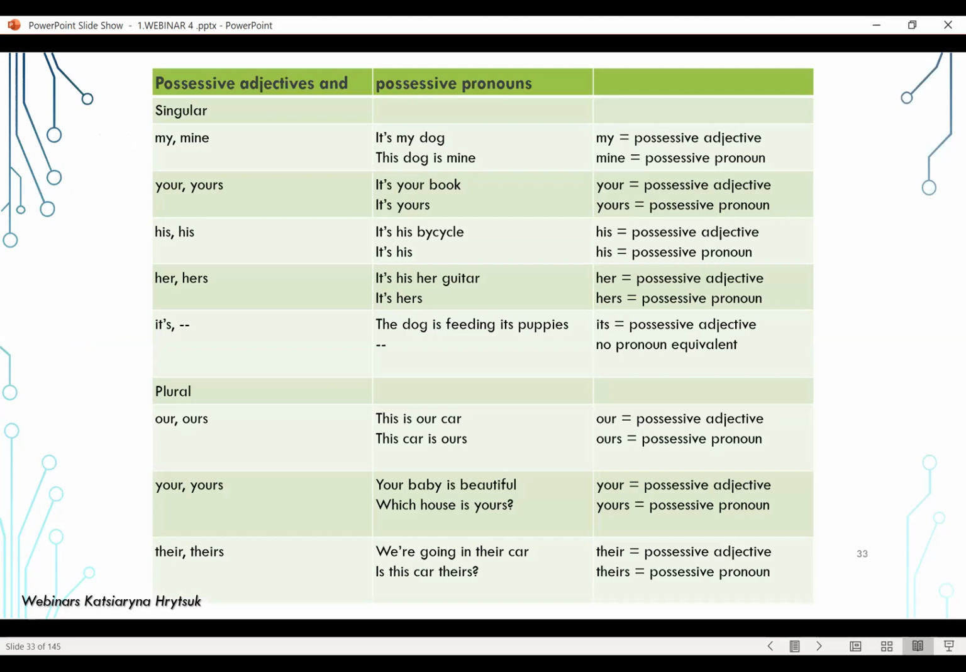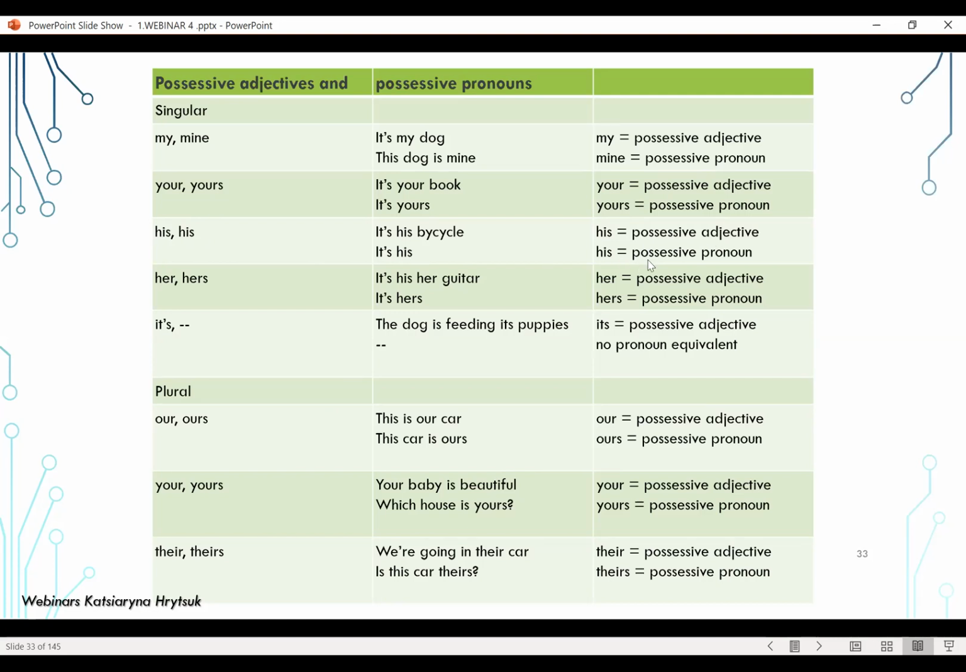So, and now the summary. Possessive adjectives and possessive pronouns. My, mine. It's my dog. My, it's a possessive adjective. Mine, possessive pronoun. Your, yours. You, your, possessive adjective. Yours, possessive pronoun. His, pay attention, they're the same, not changeable. It's his bicycle because you cannot place two S, it's something weird. So it's his, possessive adjective, and also his in this example, it's a possessive pronoun.